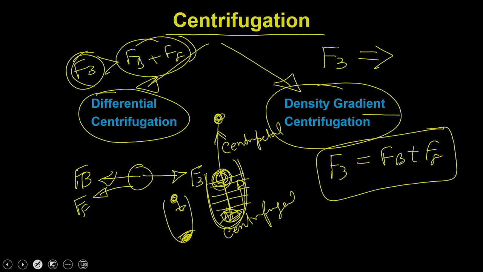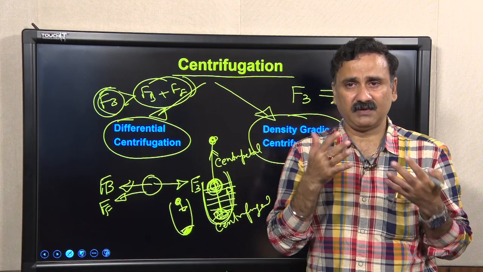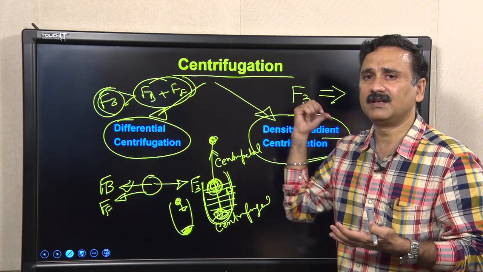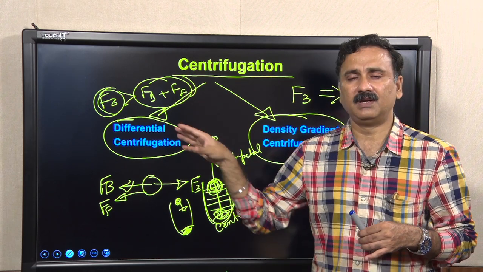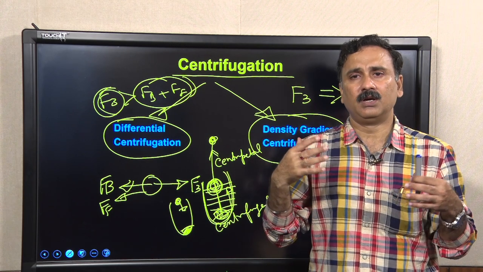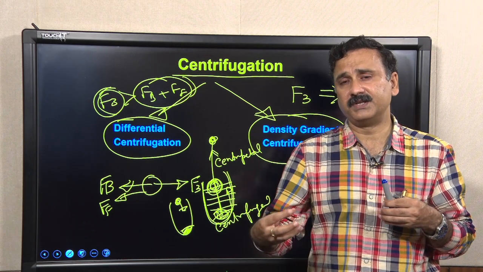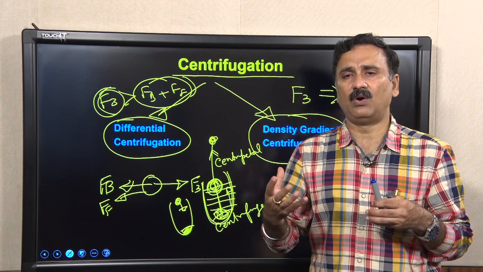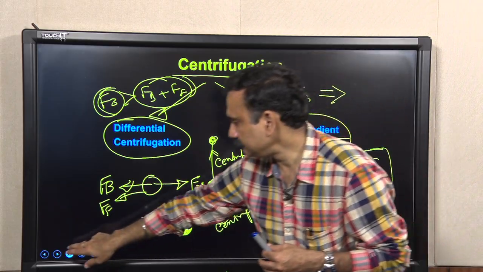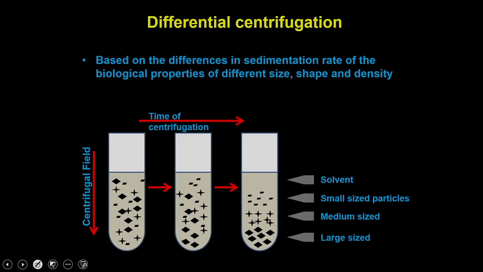So this is the basic principle of centrifugation as far as differential centrifugation as well as density gradient centrifugation is concerned. Both of these centrifugations utilize the centrifugal force, and they exploit the size as well as the density of the particular material. That's why the sedimentation of a particular object depends on its size, shape and density.